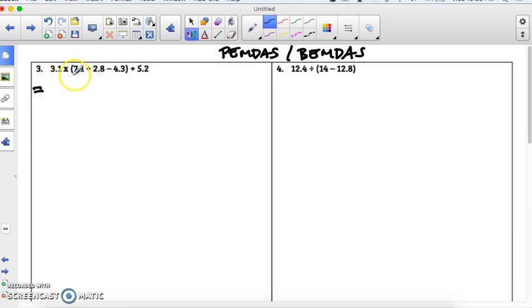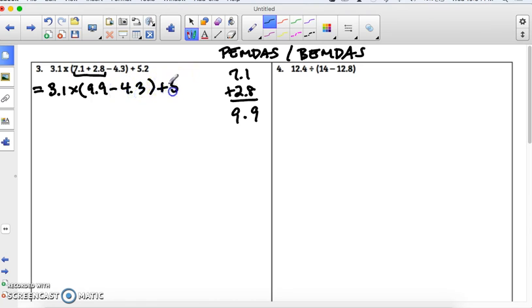So if I'm recopying this, I know for sure I'm actually going to solve 7 and 1/10 plus 2 and 8/10 first. So I'm going to recopy 3.1 times, and then I'm going to work out the answer to 7 and 1/10 plus 2 and 8/10. Notice, girls, how I'm really lining up my work, and I'm making sure that the answer is right below what I solved in the previous line. So 7 and 1/10 plus 2 and 8/10 becomes 9 and 9/10 minus 4 and 3/10, plus 5 and 2/10.